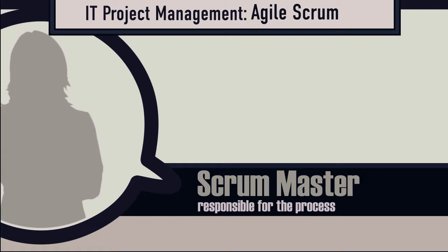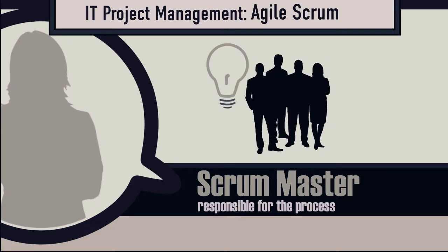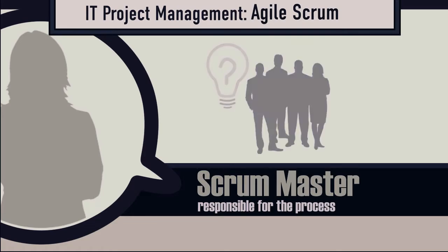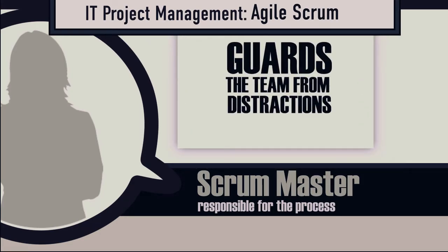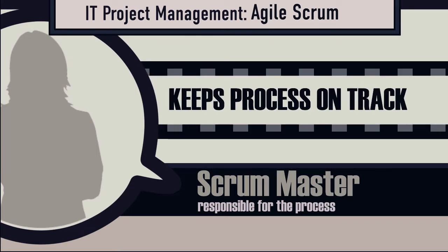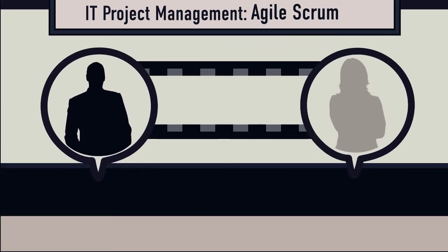The Scrum Master is responsible for the process. They ensure the development team understands the work process and they remove obstacles. The Scrum Master also sets the pace and acts as the buffer between the team and any external distractions. The Scrum Master is responsible for keeping the process on track.